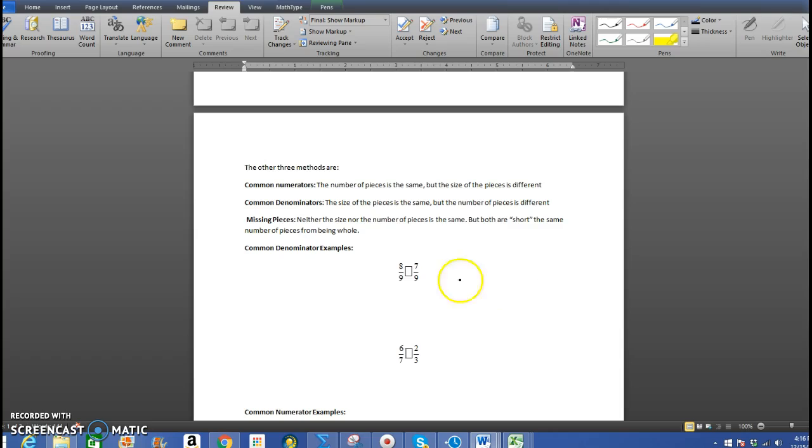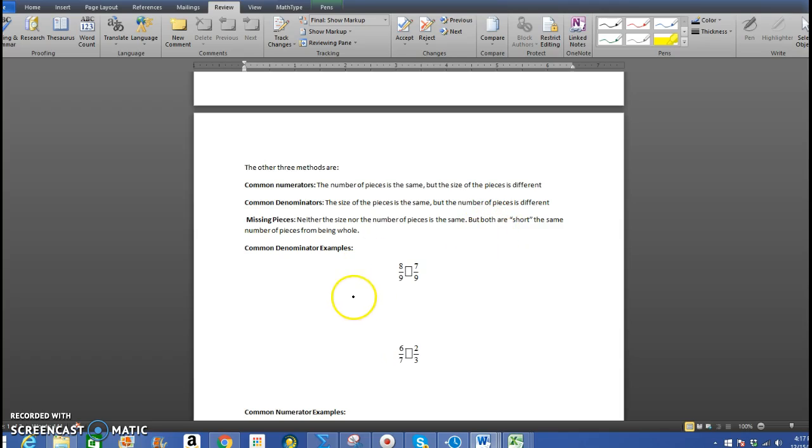So our 3 other methods are common numerator. When you have common numerators, it means that you have the same number of pieces, but that the size of the pieces is different. There's the common denominator strategy, which we're most familiar with. And in this strategy, the size of the pieces is the same, but the number of pieces that you have is different. And then the missing pieces strategy, which I think is a really cool strategy. In this, neither the size nor the number of pieces is the same, but they're both missing the same number of pieces in terms of how close they are to being one whole.